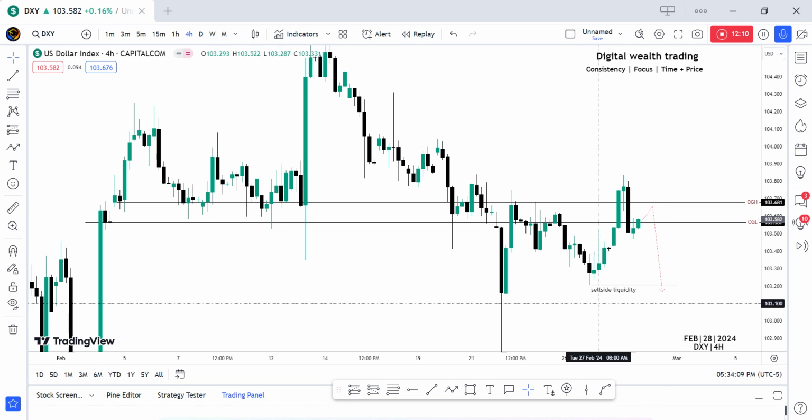So we are looking towards this sell side liquidity, and we don't want to see the market go above this opening gap high, as the opening gap high is at the same price as our weekly candle consequent encroachment, and that's why we did not include it on price.